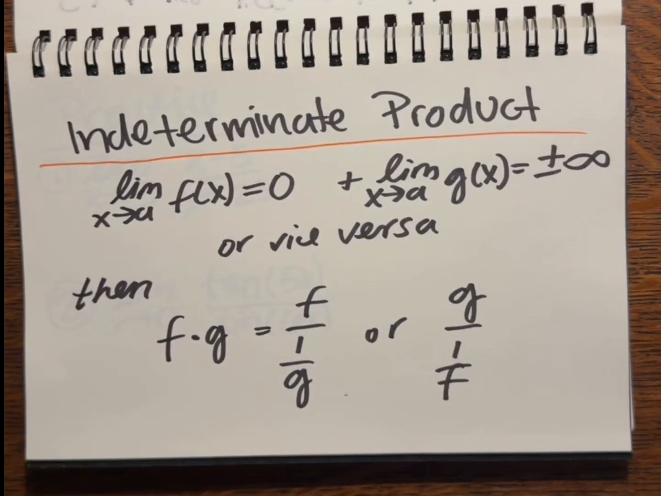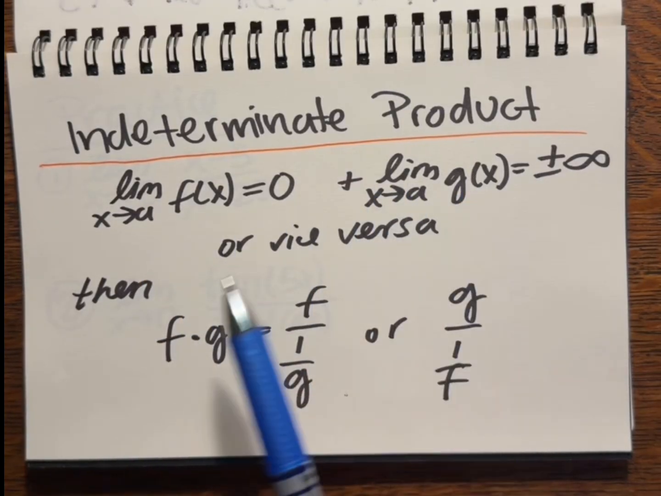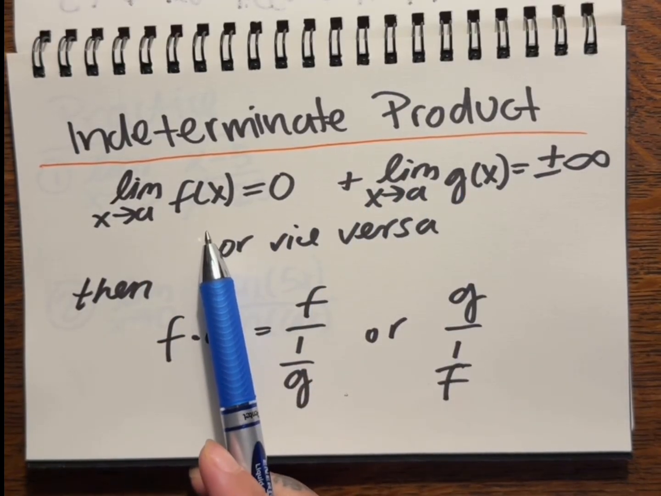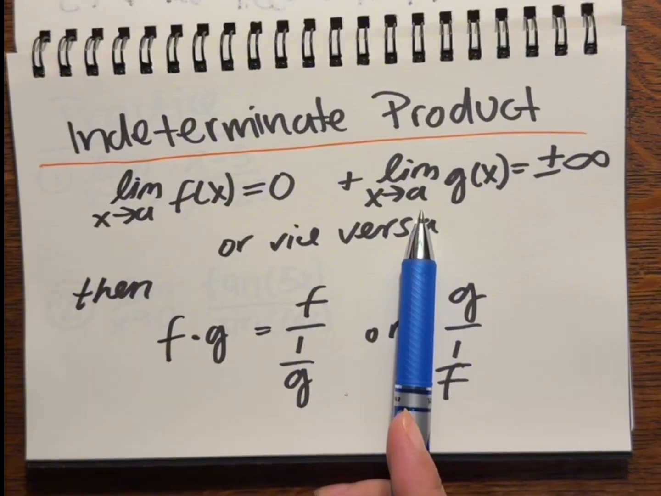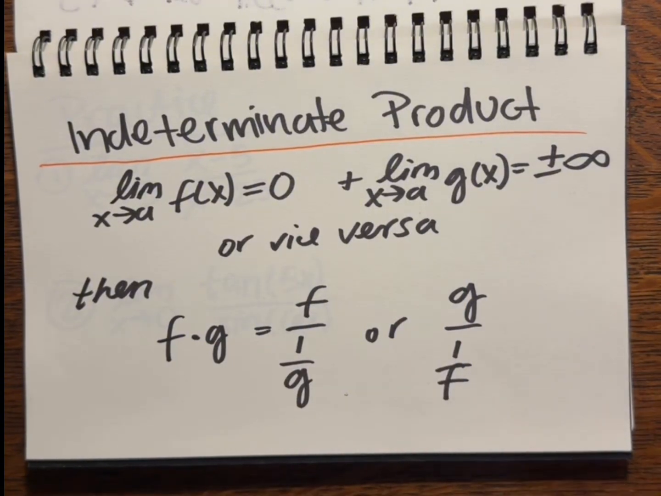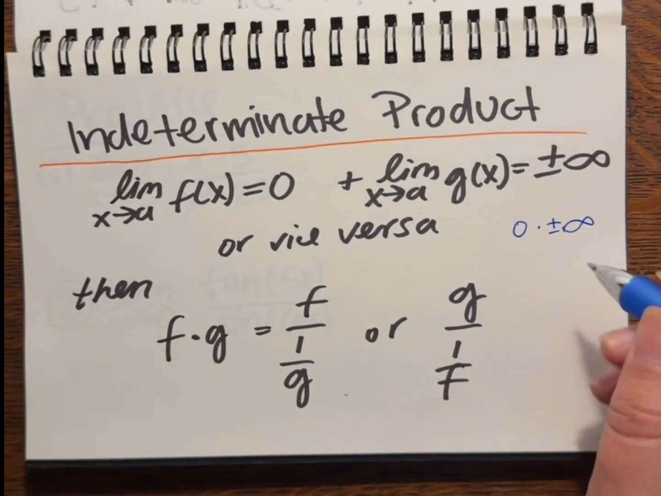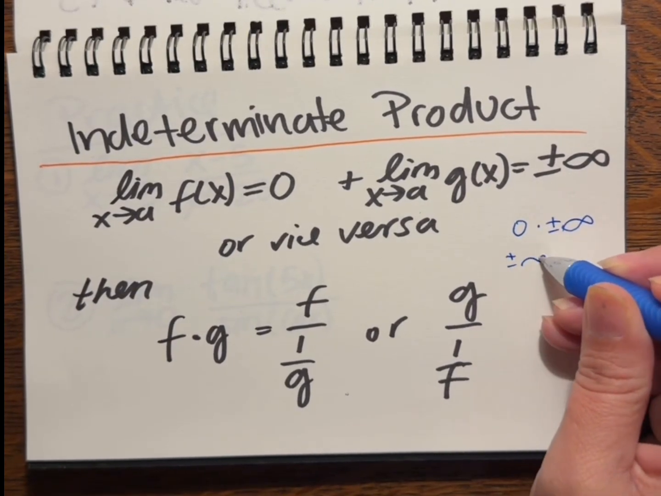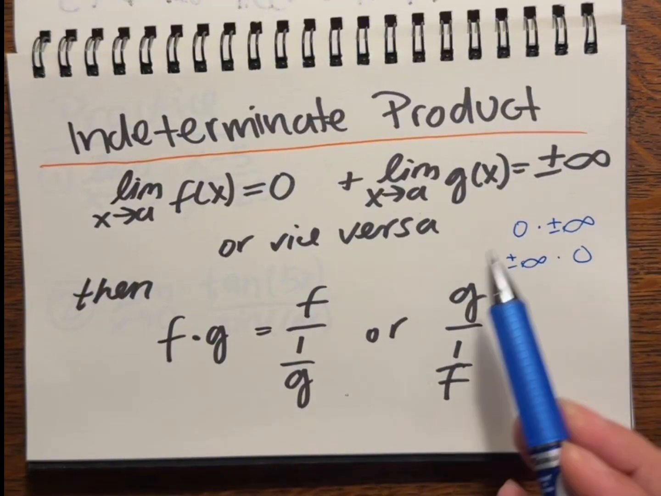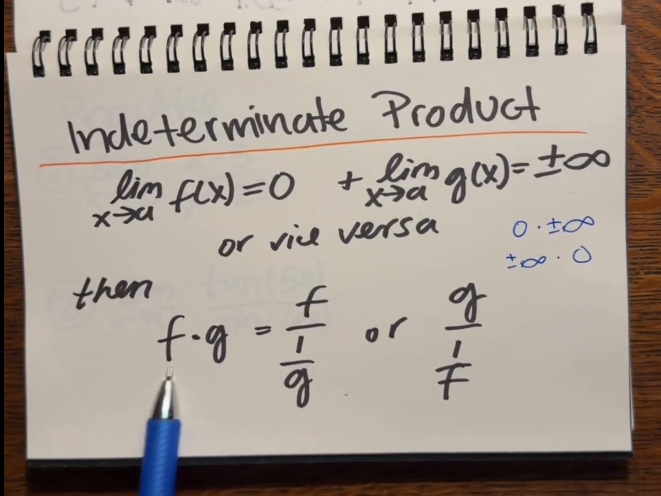And then we also learn how to work with indeterminate products. So that's when you have the limit of two different functions and where one of them approaches 0 and the other approaches positive or negative infinity. So in this form, right? And when this happens, you are able to change, see how they're being multiplied?